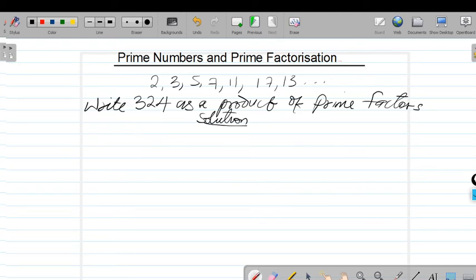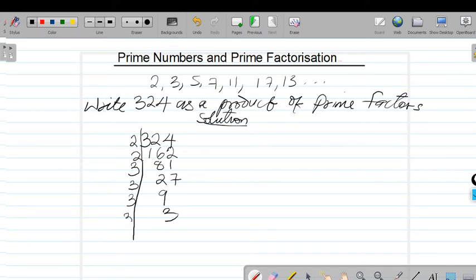So what I'm going to do here is look for a number to divide this. Let me start from 2. Can 2 divide 324? We have 162. What again? 2 can divide. 2 dividing 162 gives 81. Can 2 divide? No. 3 can divide. 3 dividing 81 will give us 27. 3 can divide again. 3 dividing 27 will give us 9. 3 dividing 9 will give us 3. 3 dividing itself will give us 1.